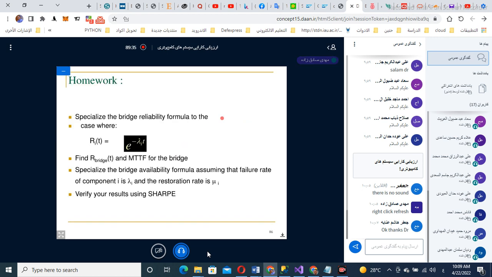Homework. Specialize the bridge reliability formula to the case where Ri(t) equals e to the power of minus lambda i t. Find the R of bridge t and the mean time to failure for the bridge. Specialize the bridge availability formula assuming that the failure rate of component i is lambda i and the restoration or repair rate is mu i. Verify your result using SHARPE.